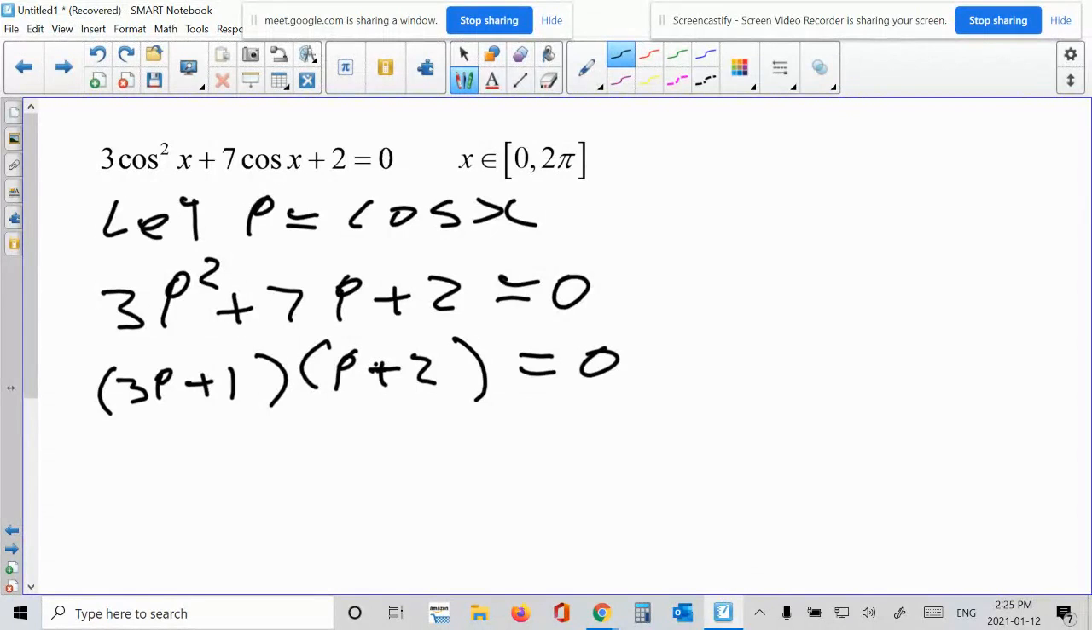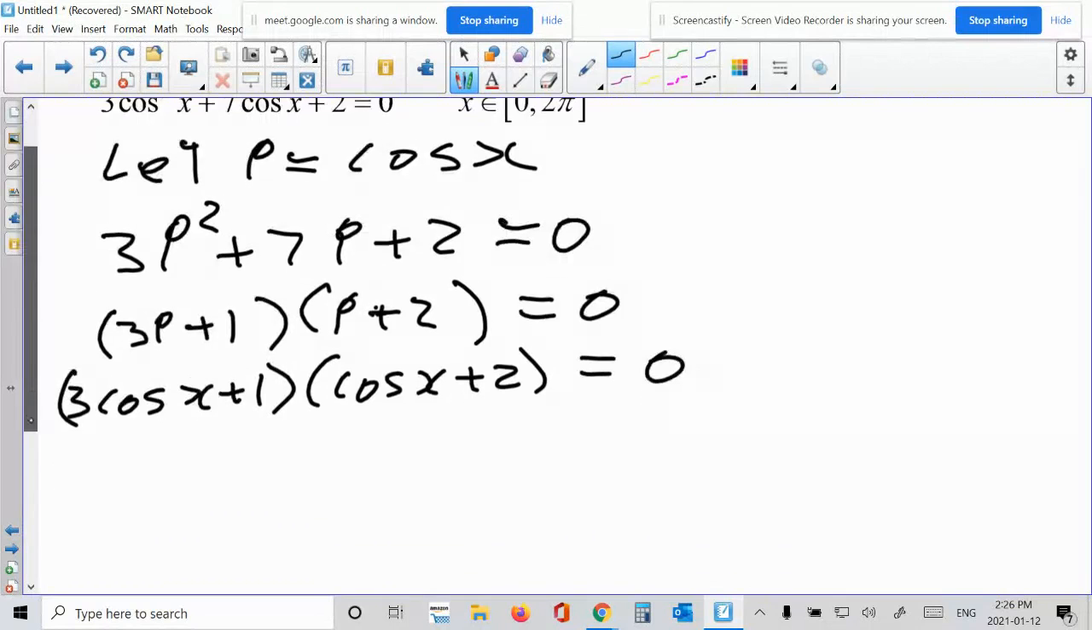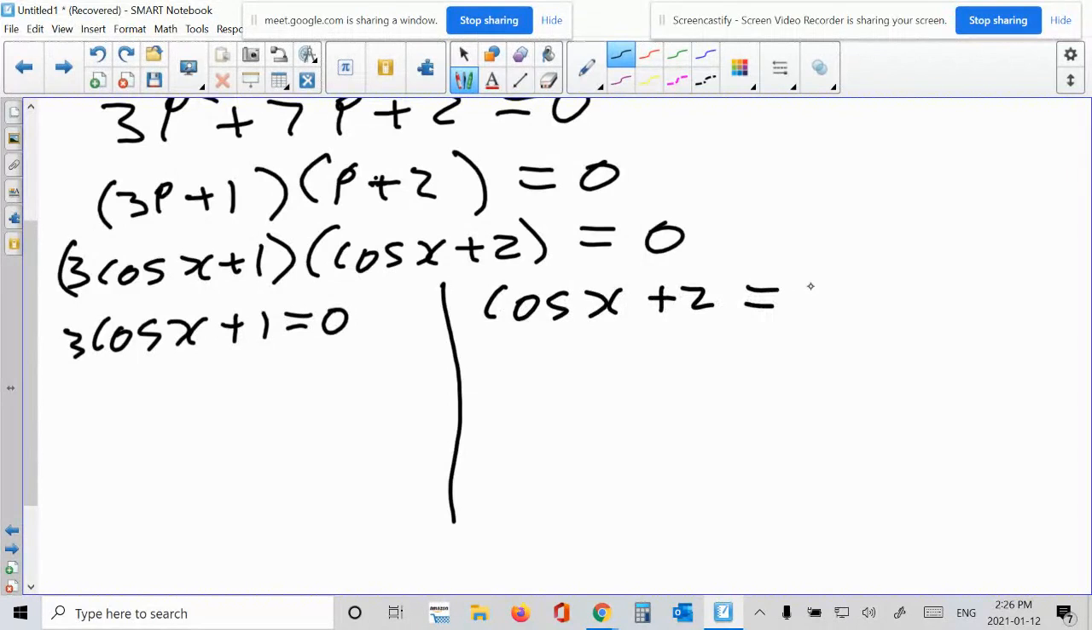So I'm just going to go back, put it into cosine form. So it's going to be (3 cosine of x plus 1)(cosine of x plus 2) equals 0. And we know that we can actually use that zero product law and create two separate equations: 3 cosine x plus 1 equals 0, and cosine of x plus 2 equals 0.